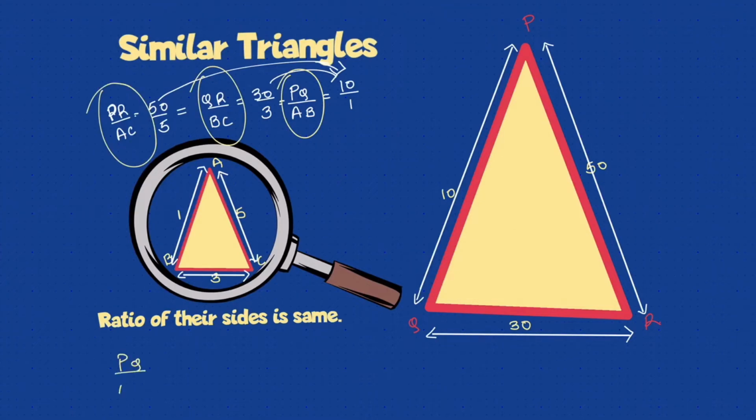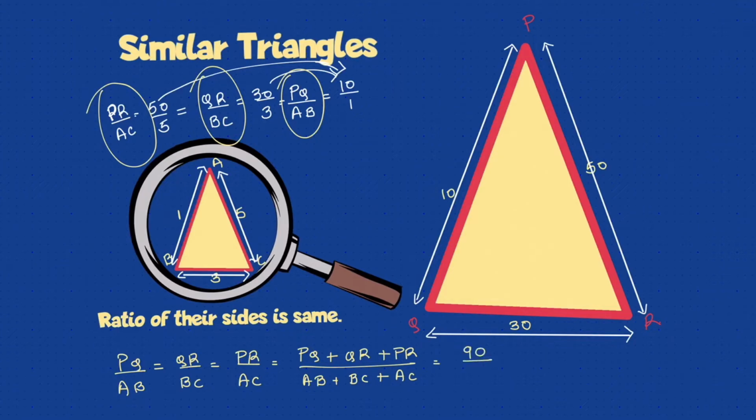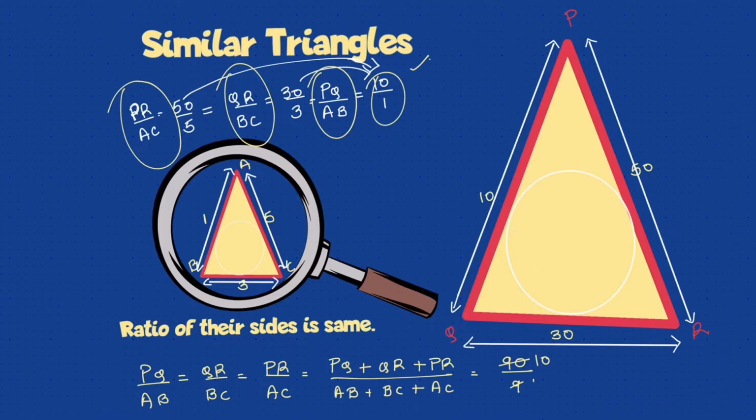But whenever I say two triangles are similar, what will happen? The ratio of their sides, the side which is amplified to the next side, will always be the same. Not only that, if I take the sum of the sides of a triangle, PQ plus QR plus PR divided by AB plus BC plus AC, this ratio will also be the same. 50 plus 30 plus 10, 90. 5 plus 3 plus 1, 9. 90 divided by 9, 10 again. So this is also one result that you can remember.